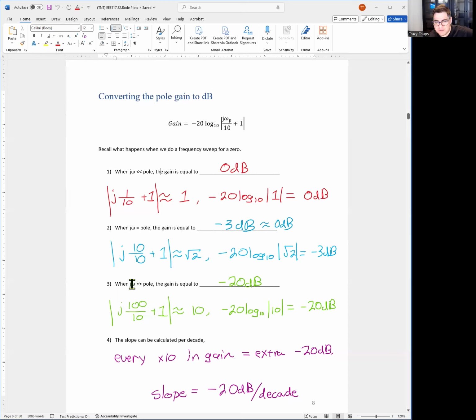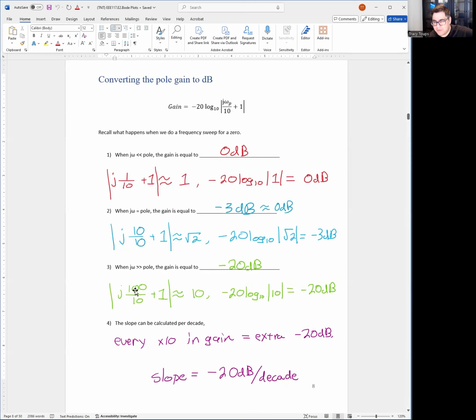So when omega is much greater than the pole, let's just say 100, which is 10 times more than 10. So j100 over 10, that's j10 plus 1, which is roughly equal to 10. Negative 20 log base 10 of 10 is negative 20 dB. So you can see we went from 0 to just about negative 3 where the circuit's starting to dip, and now we're really dipping pretty badly. Negative 20 is a lot. And every time our frequency goes up, we add another 0: 1,000, 10,000, and so on. You crunch this number, you get another negative 20 dB of gain as well.